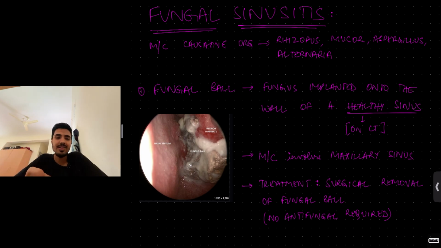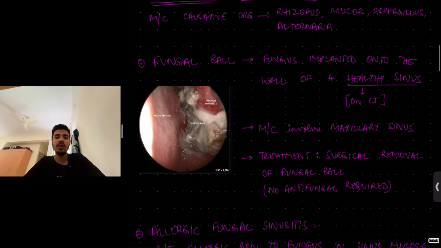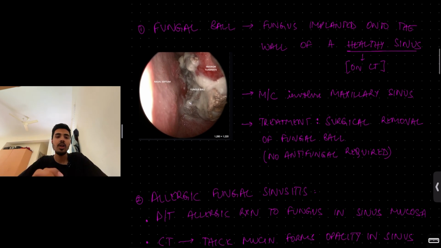So first, fungal sinusitis. Which are the most common causative organisms? You have Rhizopus, you have Mucor, Aspergillus, Alternaria, etc. Just remember three, also enough: Rhizopus, Mucor, Aspergillus. First lesion is something known as fungal ball. Now, fungal ball is non-invasive. Remember that. It is non-invasive.